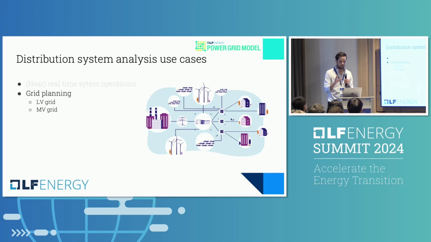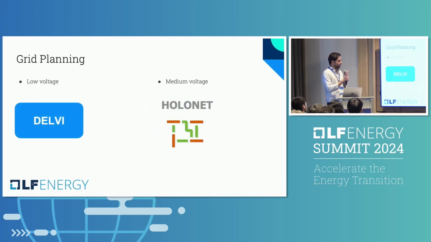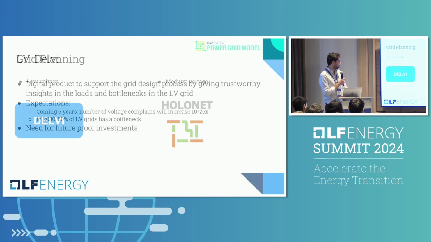So now we get into grid planning, so more looking into the future, where I want to show you 2 different projects that we have within Alliander, the Delphi and HoloNet. So Delphi focuses on the low voltage planning and HoloNet on the medium voltage. And what they have in common is that they both heavily rely on power grid model batch calculations. So Delphi does a lot of time series calculations for various load profiles, and HoloNet does n and n-1 calculations on different scenarios that I'll explain in a bit.